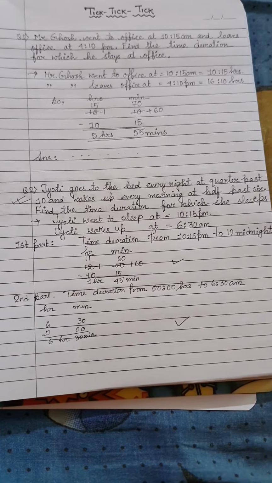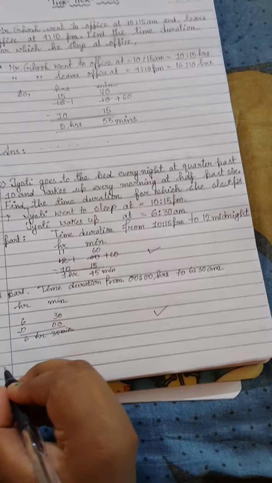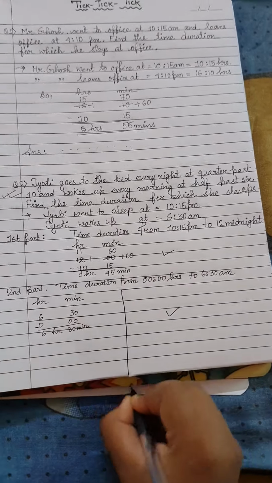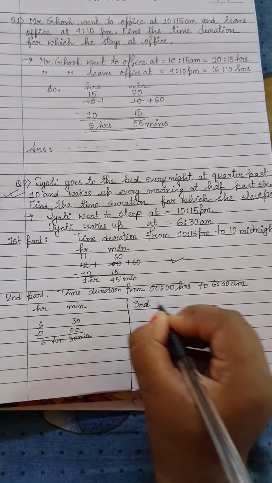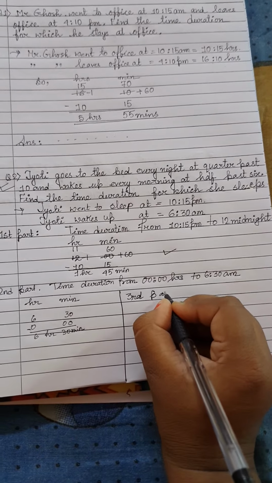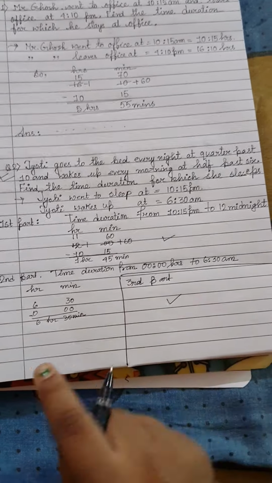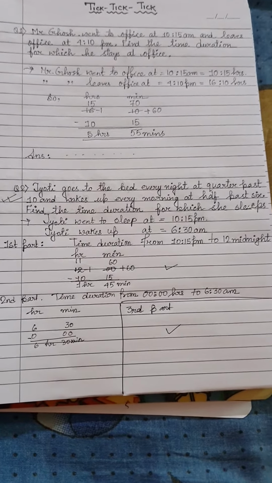Now we have to find out the total time, that is the third part of the sum. As I don't have space here, I am doing the third part here, but when you do the sum, you will of course do it at the bottom. So the third part, what do we have to write?